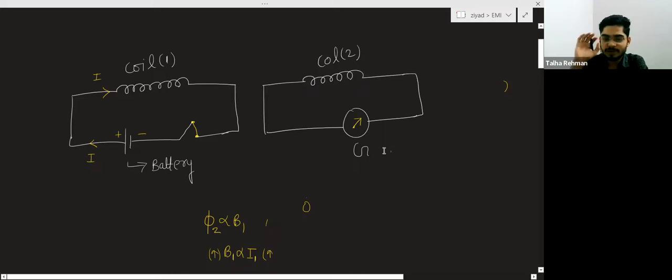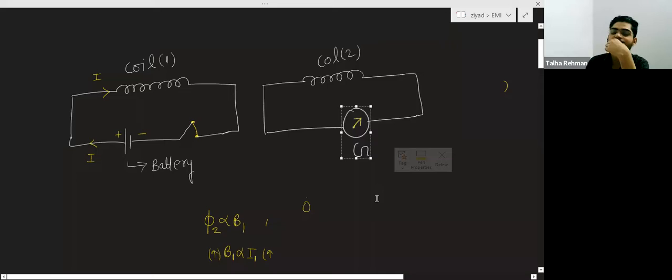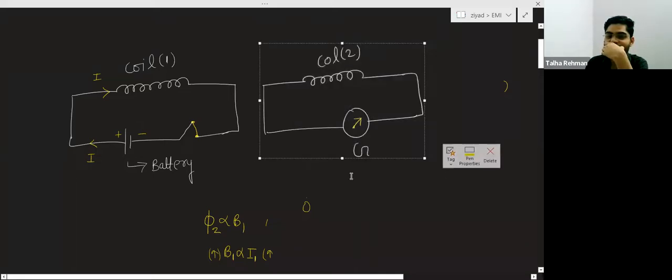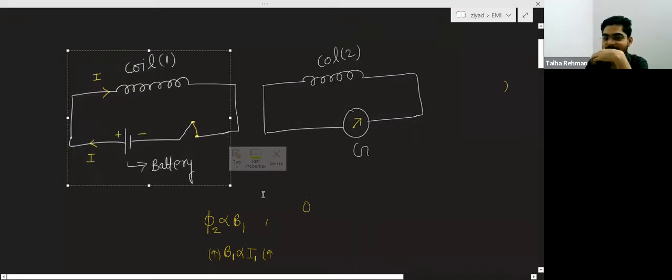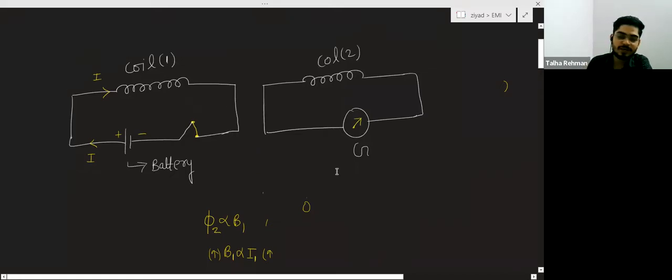Now, have you understood why, on closing this switch or on increasing the current in this coil, there will be a deflection in this galvanometer? Because there is an induced current in coil 2 due to the current in coil 1. So this is known as mutual induction.